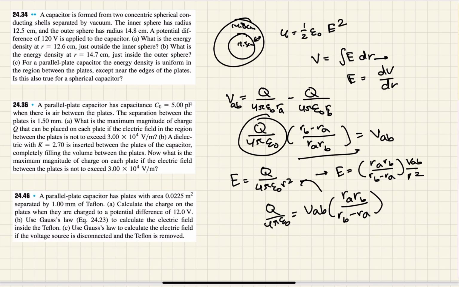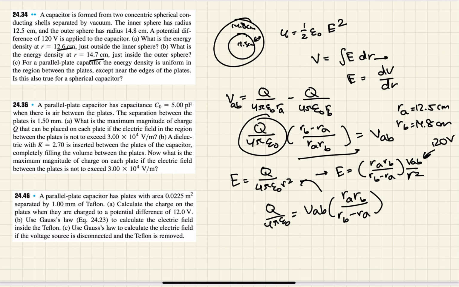So this is VAB, by the way. And now we can plug in what we know. So RA is equal to 12.5 centimeters, RB equals 14.8 centimeters. And in this case, we do have to convert to meters, because it's not just straight centimeters over centimeter. It's centimeter squared over centimeter, which we don't want. And so we have to convert to meters. It's just divide by 100. And then we know V is 120, because it says that in the problem. And R is what's changing. Initially, it's 12.6, then it's 14.7.